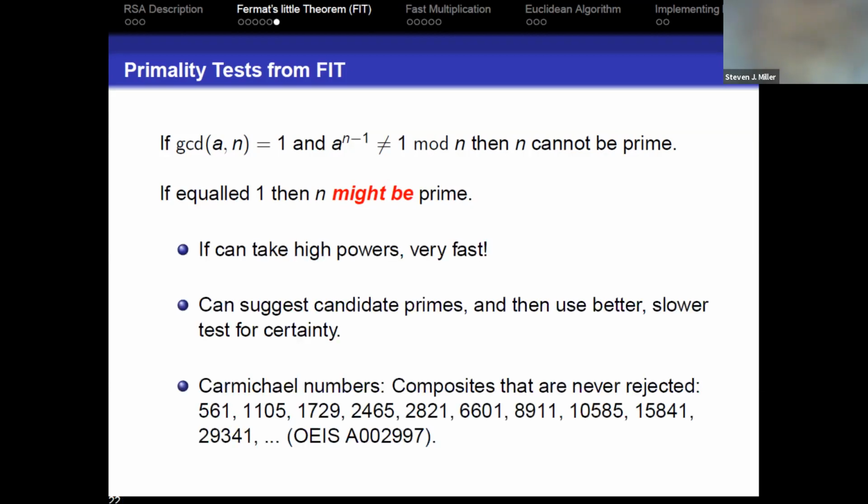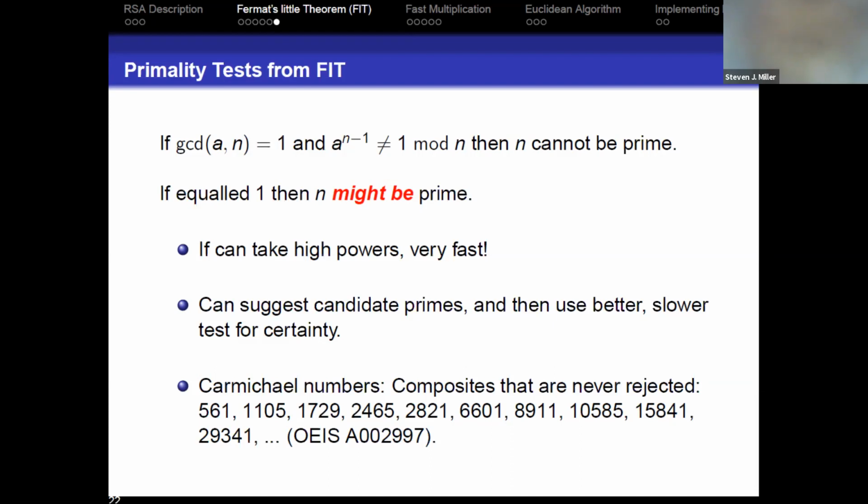If we want to use this, we need to be able to take high powers of numbers very fast. If n is going to have 200 or 400 digits, how do I calculate a to the n minus 1? Theoretically, I look at a to the n minus 1, but if I can't compute it quickly, this is useless. It suggests candidates for primes. For factorization, we don't know an easy way to do it. There might be, and if there are quantum computers, factorization becomes much easier. But right now, with the computers we have, we do not know any algorithms to quickly factor a number.